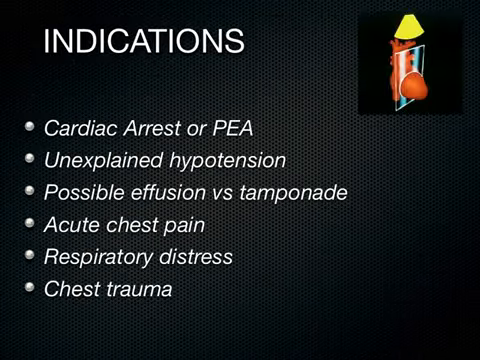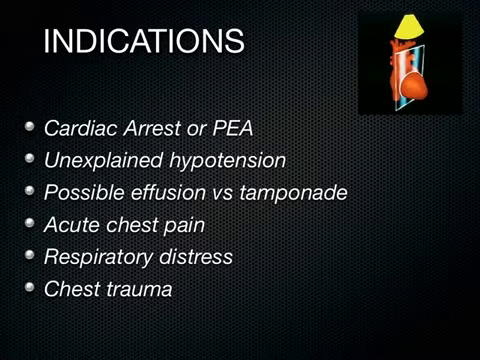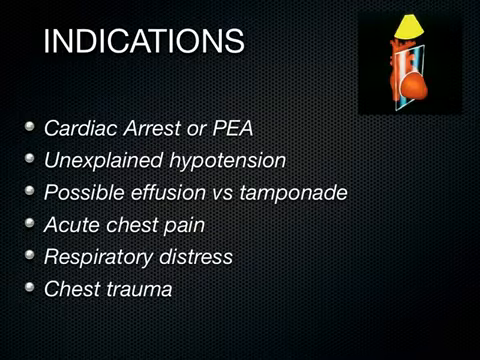The indications to do a cardiac ultrasound are any of these situations: a patient in PEA or cardiac arrest, or unexplained hypotension, maybe there's an effusion, whether or not it's tamponade, patients with chest pain. Respiratory distress is probably my most common reason for a cardiac ultrasound, believe it or not. Unexplained dyspnea: a study has shown that at least 20% of the time, with unexplained dyspnea, you're going to find a pericardial effusion. So when you don't have another reason for the dyspnea. And of course, with trauma.